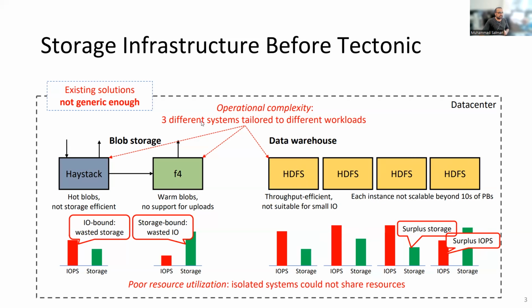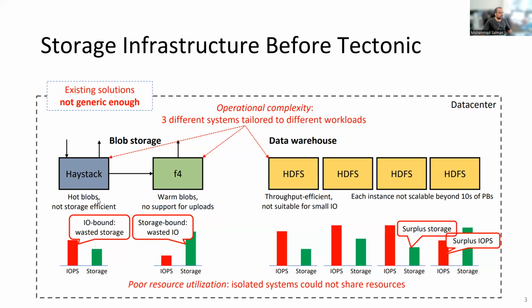So they have three different systems, which are tailored to different workloads. If they have a data workload which should be throughput efficient, then it is handled by HDFS. But if they have storage which should be very highly frequent, then Haystack is used.